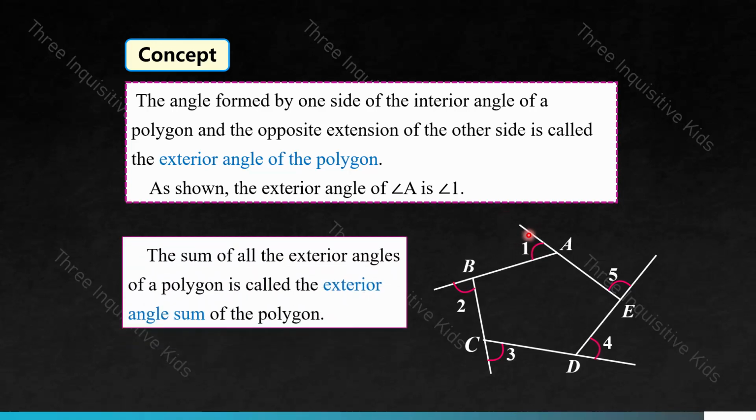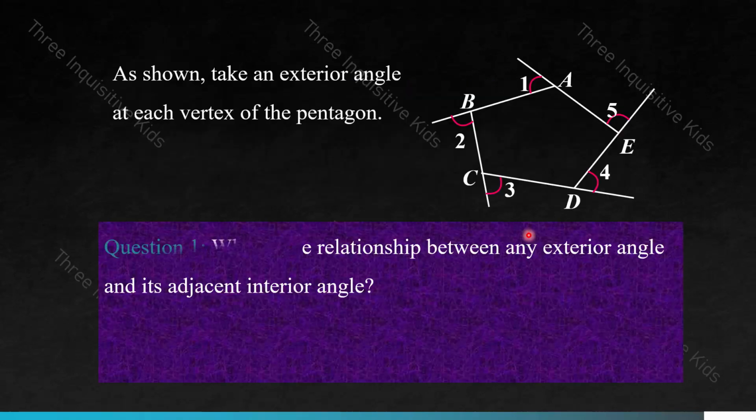So you guys first have to understand what is the definition of an exterior angle. The sum of all the exterior angles of a polygon is called the exterior angle sum of the polygon. Just like we have interior angle sum, we also have exterior angle sum. So essentially what we are doing is just extending, right, each of these sides to form an exterior angle for each of these interior angles. What is the relationship between an exterior angle and its adjacent interior angle?